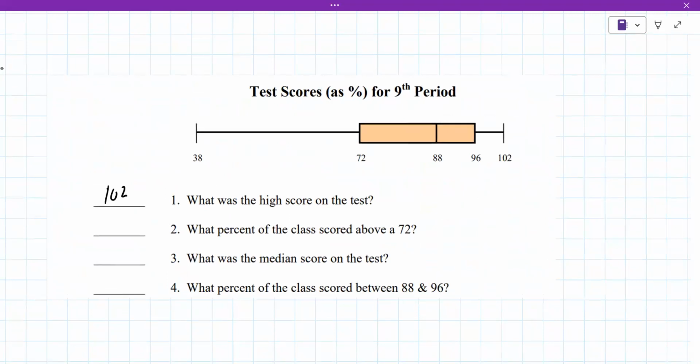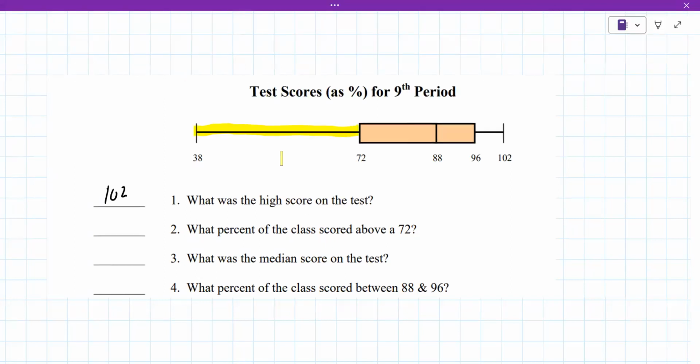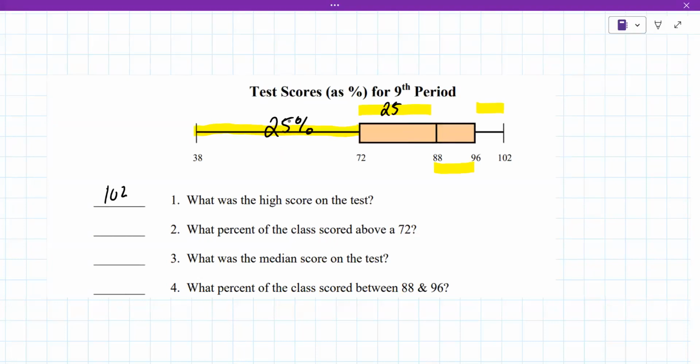102, yeah. Now to answer the next question, I have to give you a little bit of information that we hadn't talked about yet. Each of these regions is 25%. Even though they're not the same width, they're all 25% of the data. So when it asks what percent of the class scored above a 72, it's 25 plus 25 plus 25. 75.